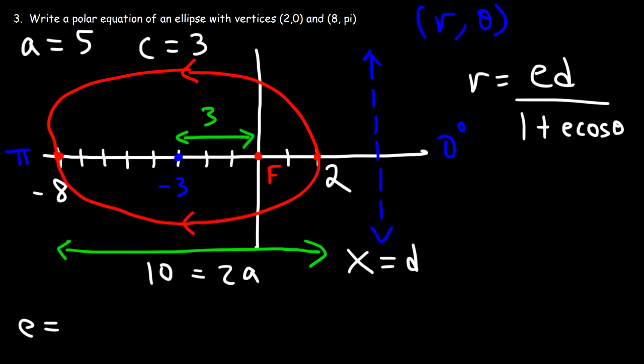The eccentricity is C over A. So C is 3, A is 5. Therefore, the eccentricity is 3 over 5.